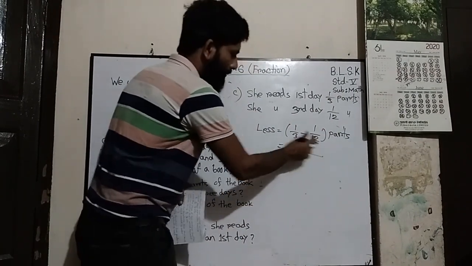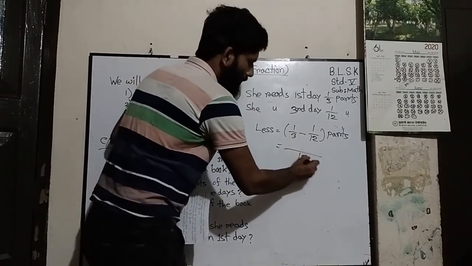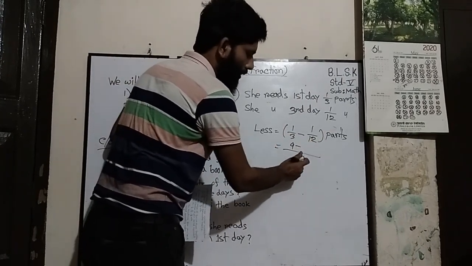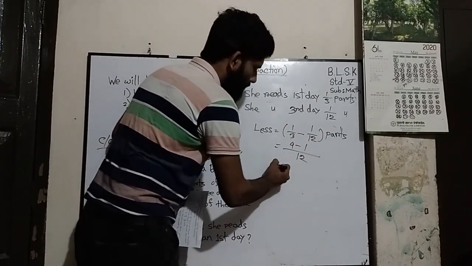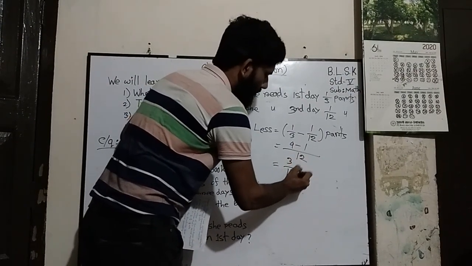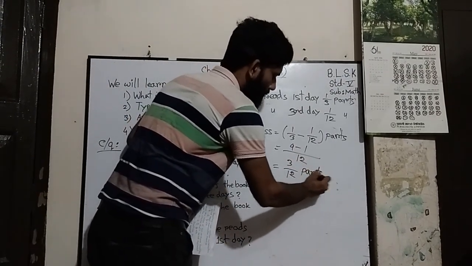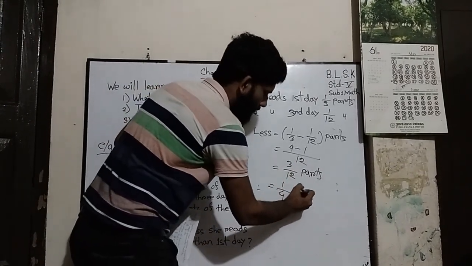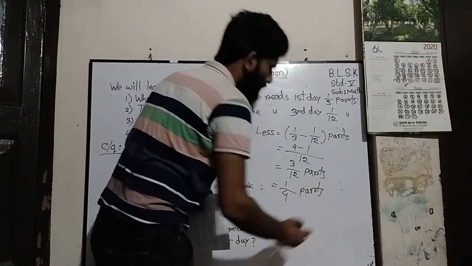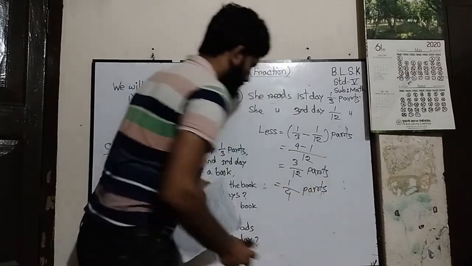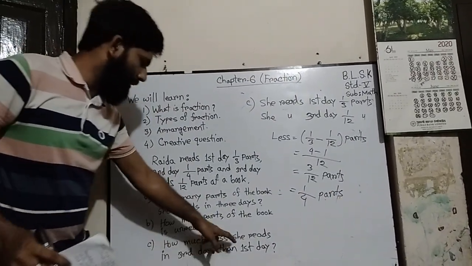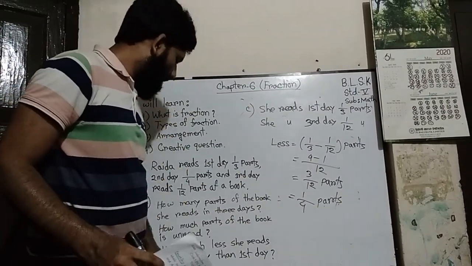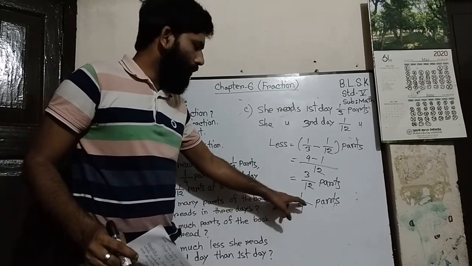So what is the LCM of 3 and 12? 12. Okay, 12 divided by 3 is 4, 4 minus 12 divided by 12 is 1, so 3 by 12 part. And the lowest term: 3 fours are 12, so 1 by 4 part. So how much less does she read on the third day than on the first day? She reads 1 by 4 parts less on the third day than on the first day.